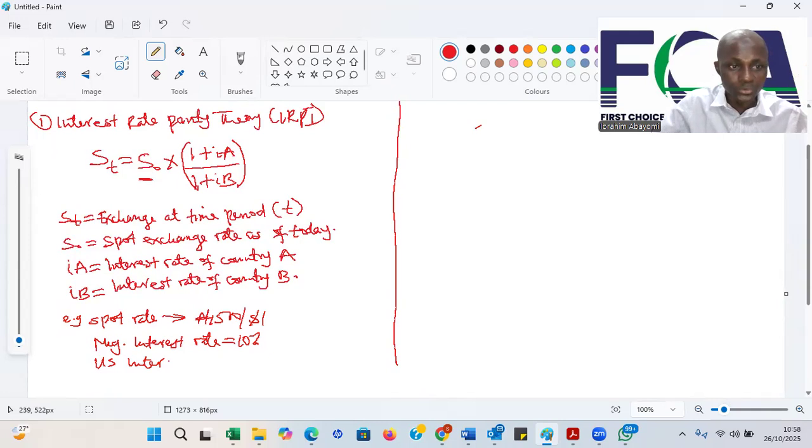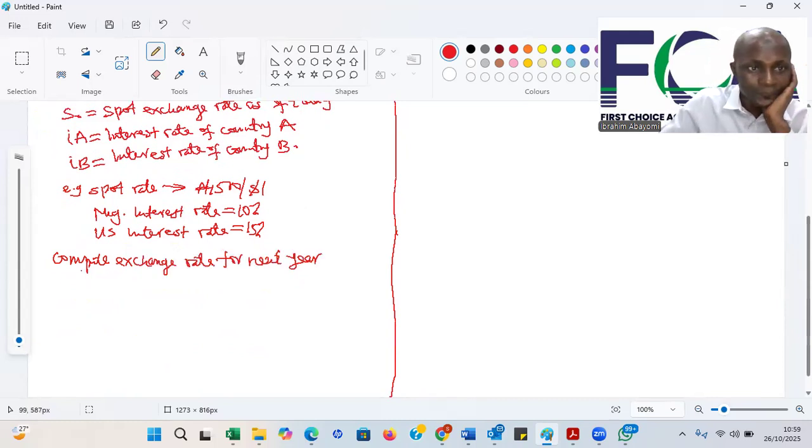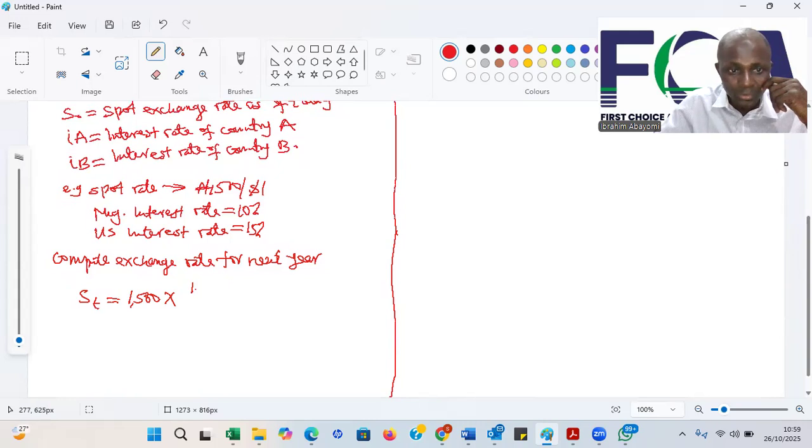So compute the exchange rate for next year. In that case, I will have the rate at period T. What's our current exchange rate? 1,500 is the spot rate, and it's in Naira. Which country spends Naira? Nigeria. So the Nigeria inflation will be up. So Nigeria interest will be up. It's 0.10 over US interest will be down.